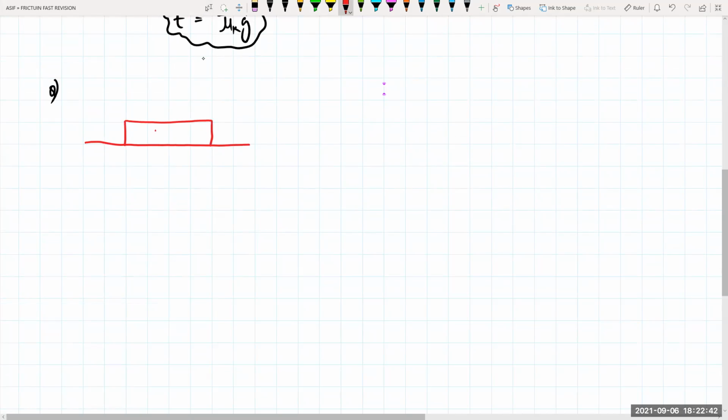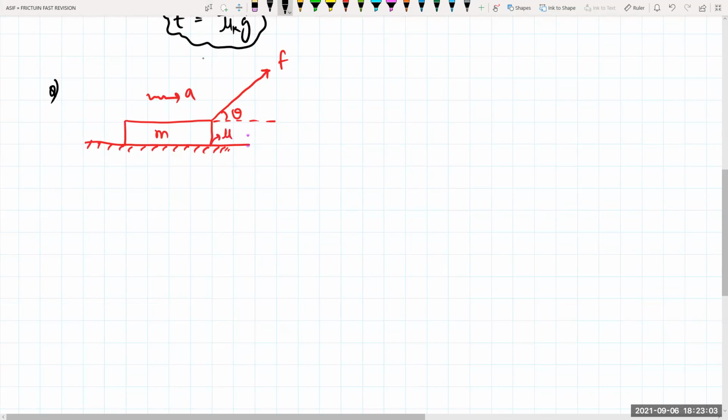This is a block of mass M, kept on a horizontal rough surface. You are applying a force F on it, making an angle theta. What will be the acceleration of the body? It is a rough surface, so there is friction between the two bodies.